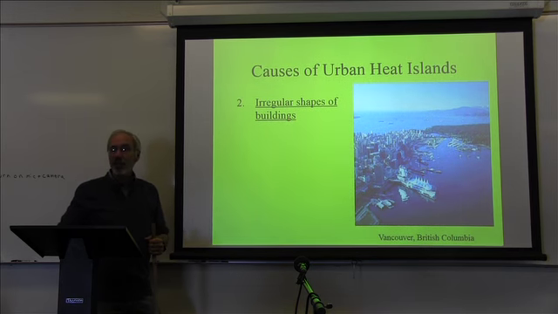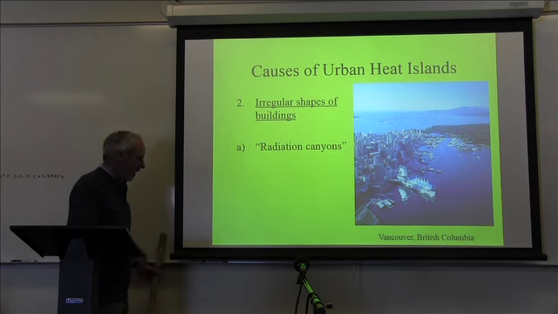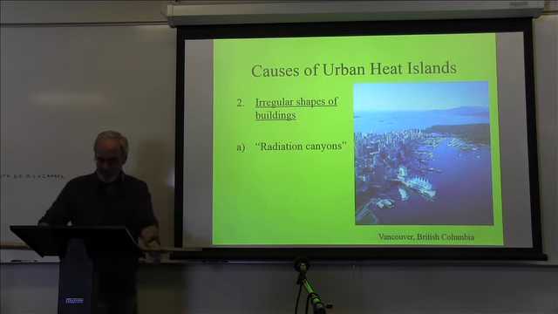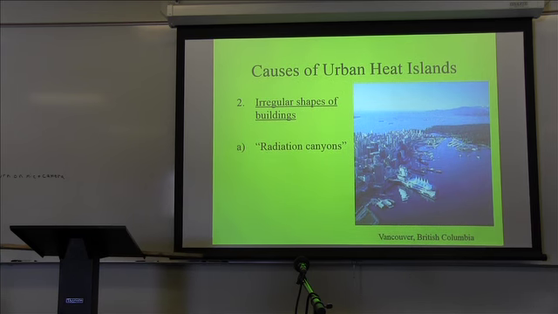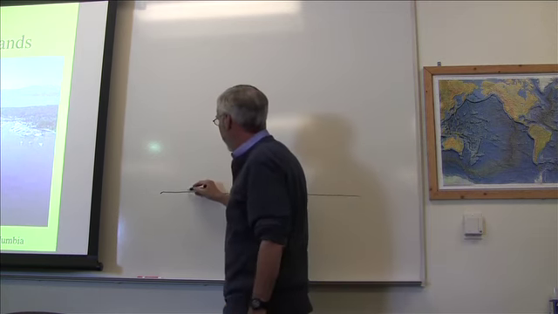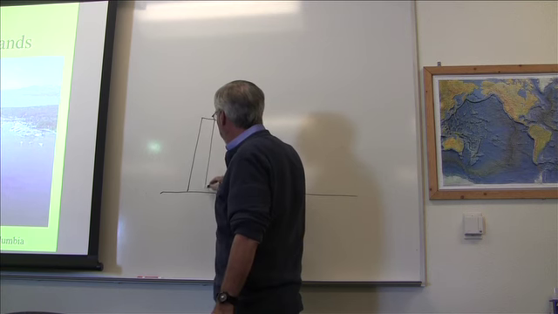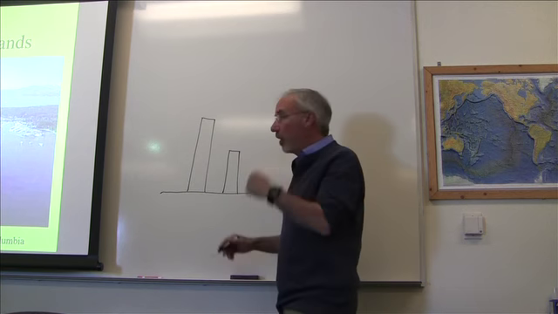The irregular shapes of buildings. Okay, what about the irregular shapes of buildings? They produce something we call radiation canyons, all right? And I'm going to go over to the board here and do a little diagram. Now, Vancouver's not unique in this. I'm just using it as an example. So we have a lot of buildings, a lot of tall buildings, and they're irregular shapes. So let's just take a look at one example.